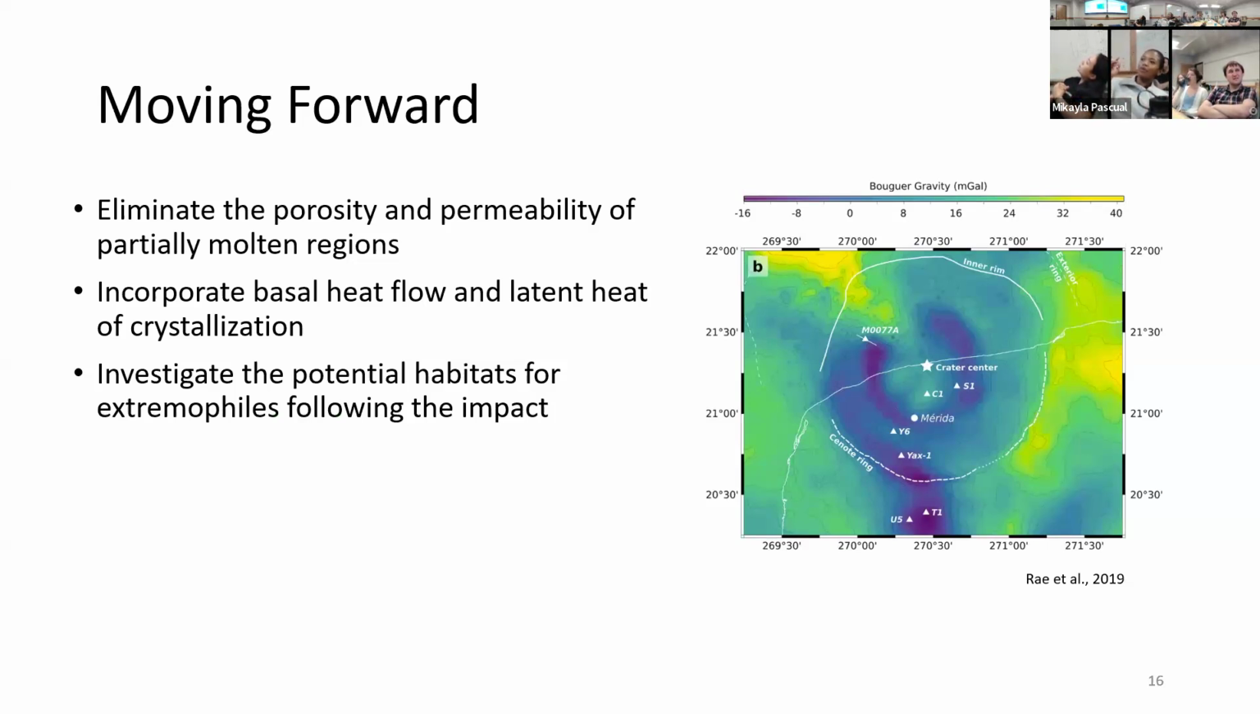And then we also want to incorporate the basal heat flow, which is linked to the radiogenic heat, and also the latent heat of crystallization of the melt sheet, because that can also help extend the heat within the system. And the longer that the melt sheet stays molten, the more heat it can provide to the system. And then using the results from those models, we're hoping to be able to plot some temperature contours that can give us an idea of the location that microbes could potentially survive within the crater as the system evolves.